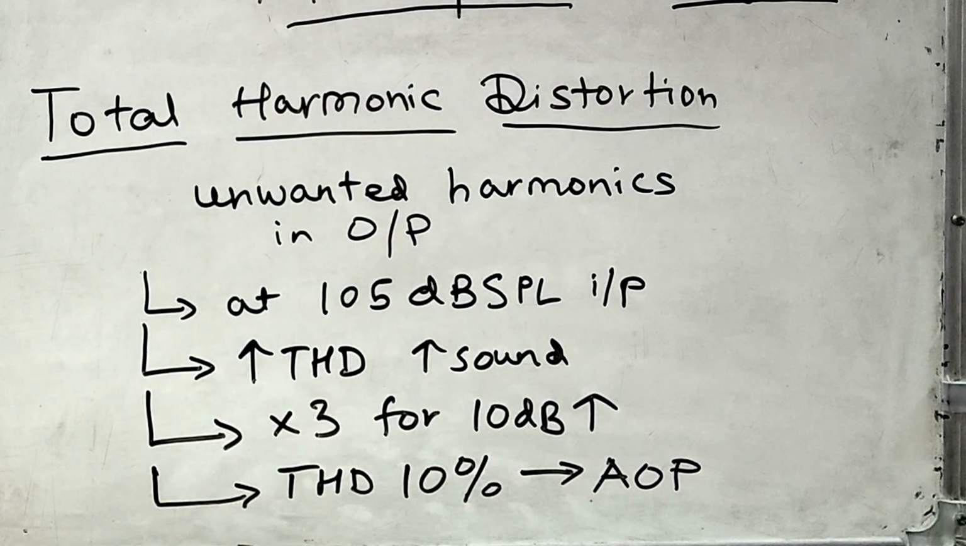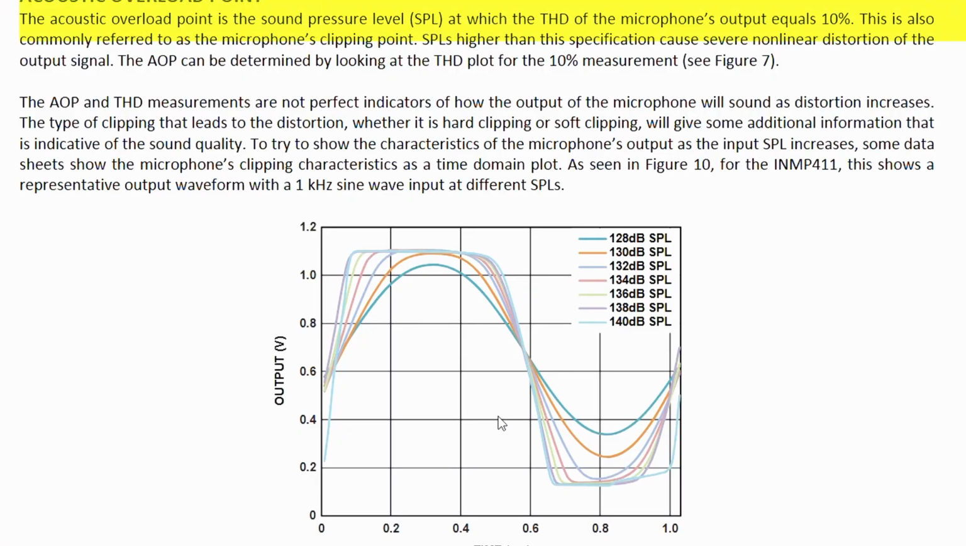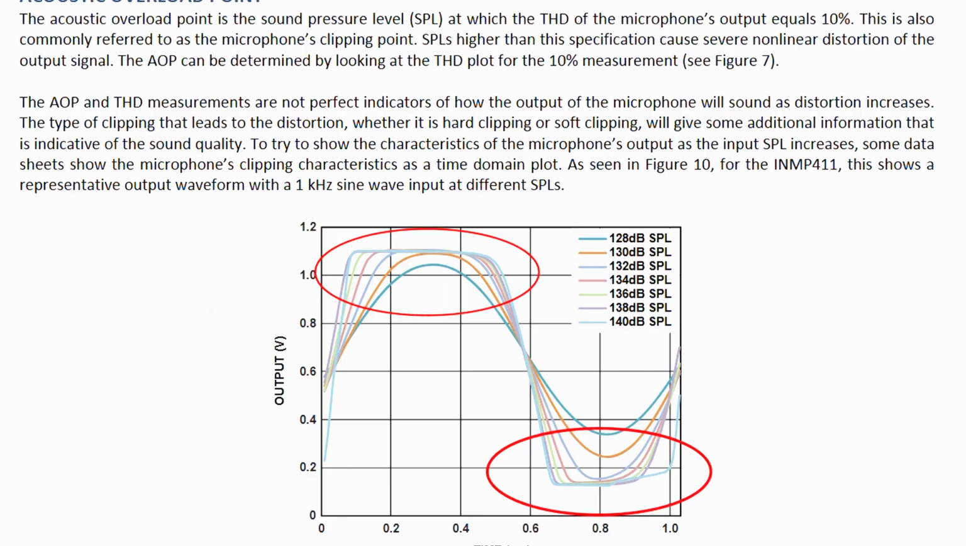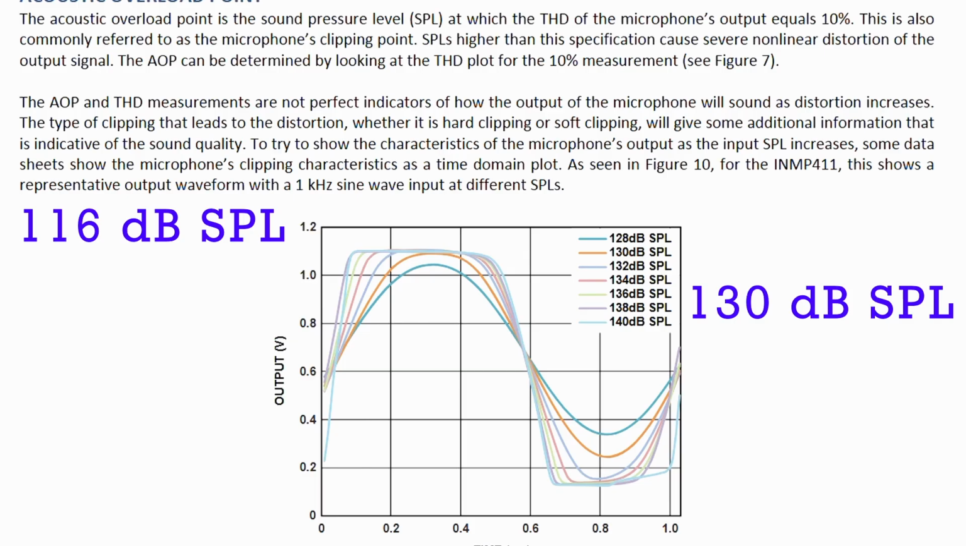That leads us to AOP, or acoustic overload point. This is the input SPL where THD touches 10%. Above AOP, the output is no longer linearly dependent on the input. This is the ceiling of what the microphone can handle, and commonly MEMS AOP values are in the range of 116 to 130 dB SPL. This is a ballpark number.